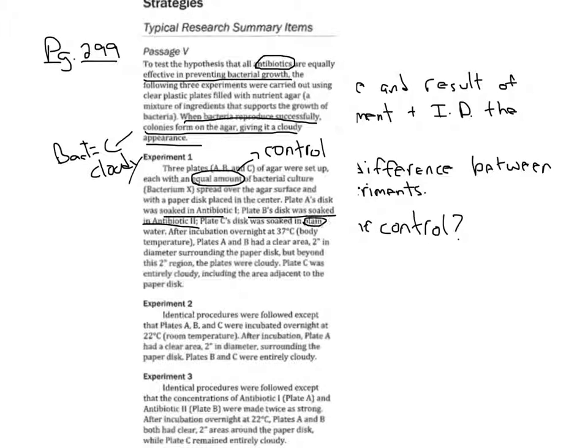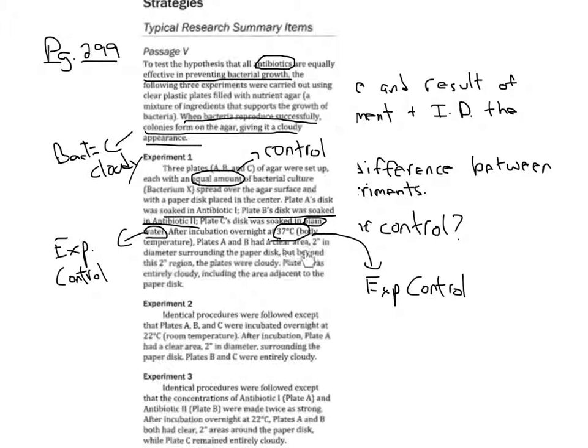So this plain water, this is an experimental control. Because we're studying antibiotics, we have to have one of our plates with water so we can see if the antibiotics are different than just plain water, which we know isn't going to do anything. After incubation overnight at 37 degrees, everything is the same. So this 37 degrees is an experimental control.